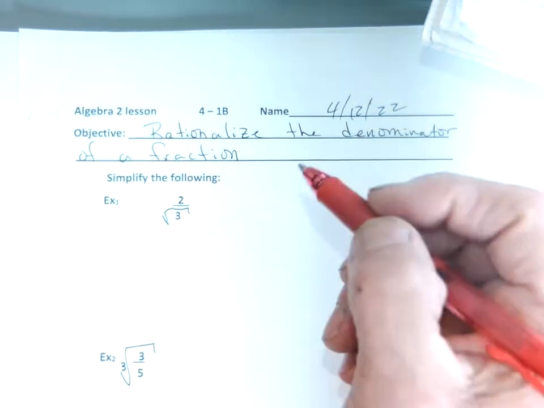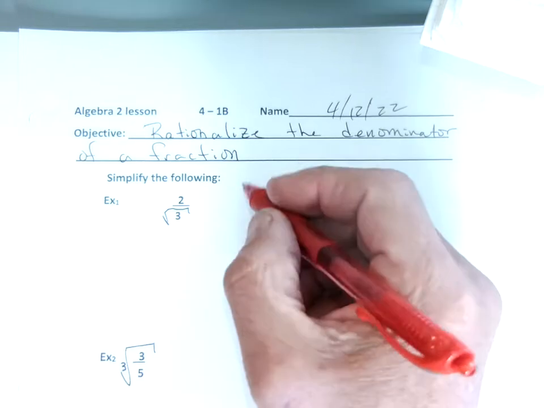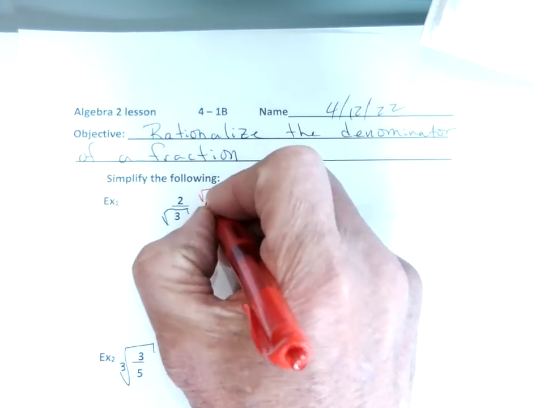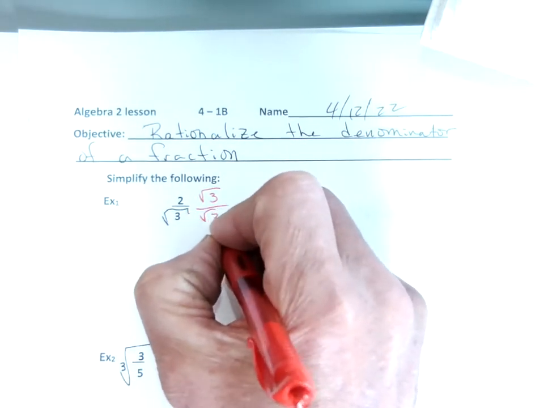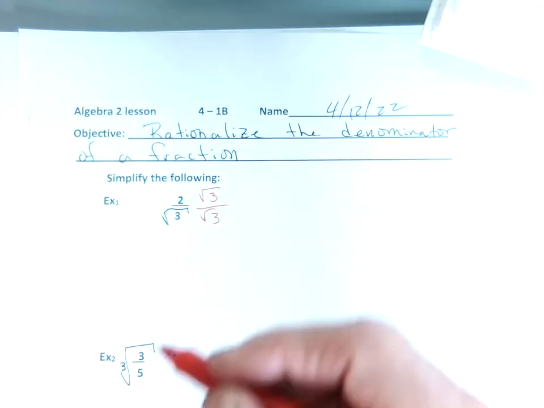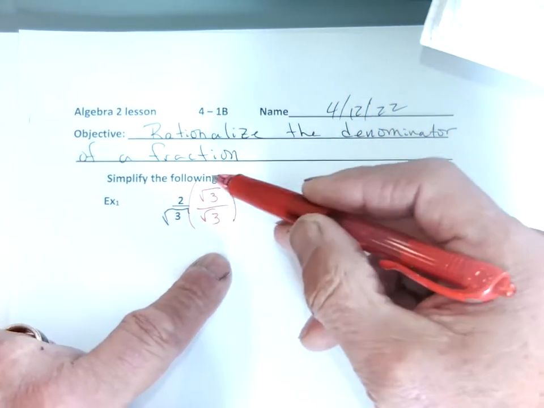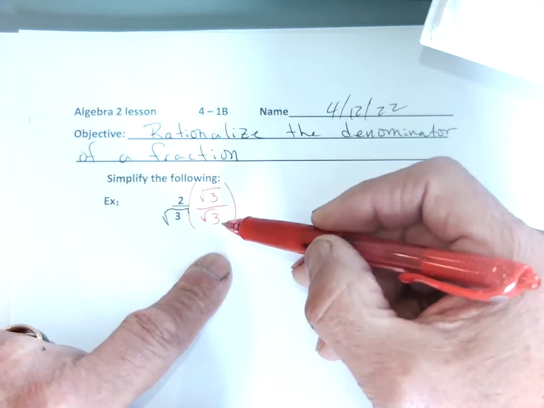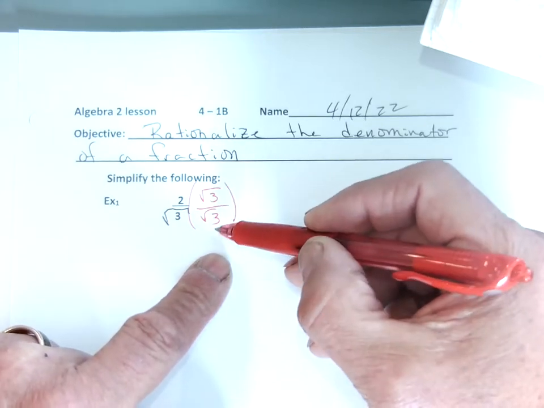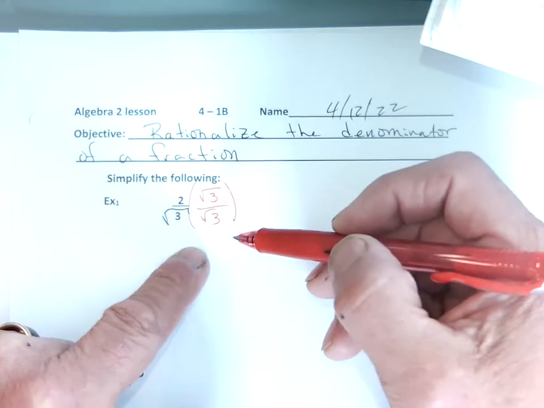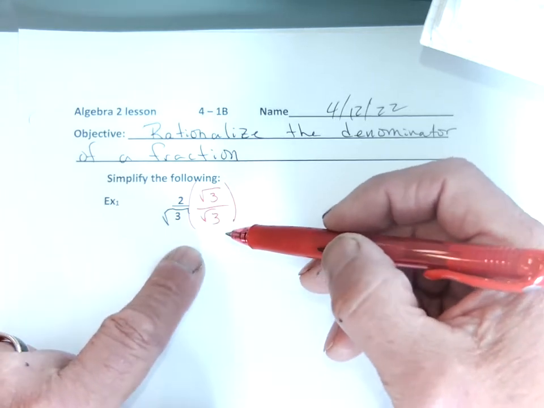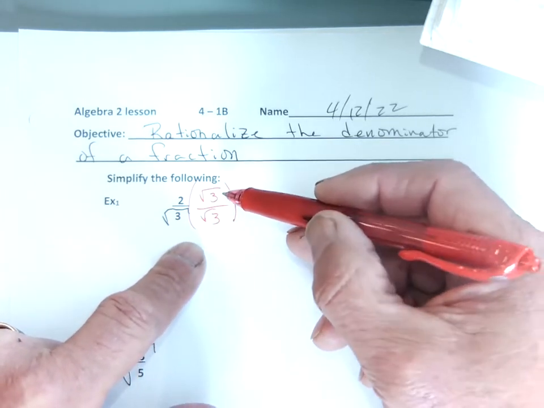So I like to say fix the problem with the problem. So I'm going to multiply by the square root of 3 over the square root of 3. I do the top and the bottom by the same number because that is the number 1. That's why you do top and bottom by the same, because in a sense I've multiplied it by 1, which does not change the value of my fraction. It just changes the way it looks. So top and bottom have to be the same number.